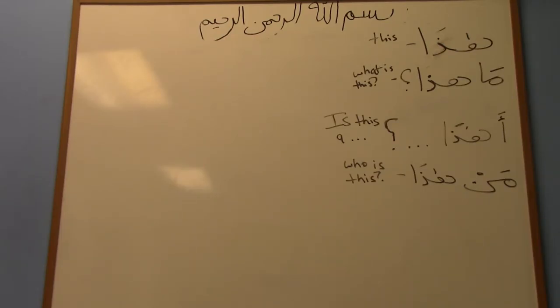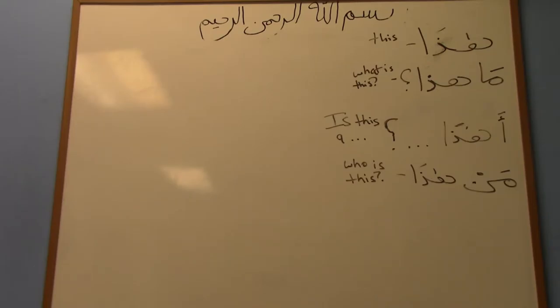Hadha kalbun, this is a dog. Ahadha kalbun, is this a dog? لا هذا قط. No, this is a cat. هذا حمار. This is a donkey. أهذا حمار. Is this a donkey? لا هذا حصان. No, this is a horse.